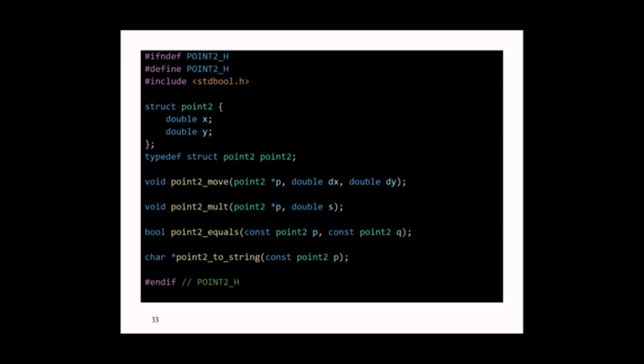Now you go ahead and you put in your structure. So there's our point2 struct. If you want to, you can have a typedef. And we declare our functions here. Now anybody who wants to use our point2 object can just include this header file. And that's it. When they compile the program, they link to our compiled point2.c file, and now they can use the point2 object in their programs.